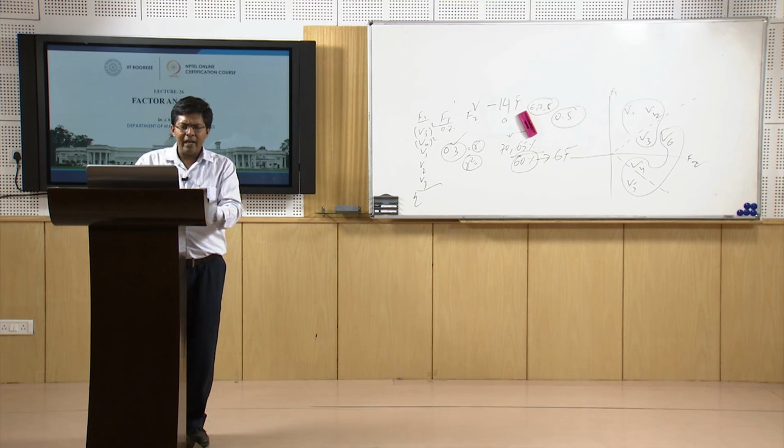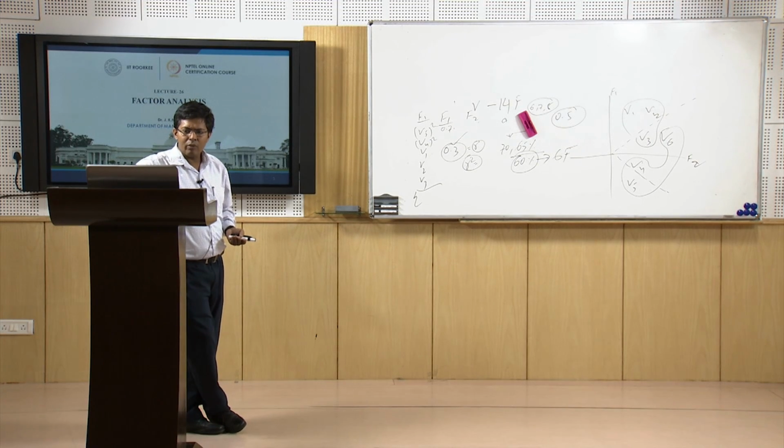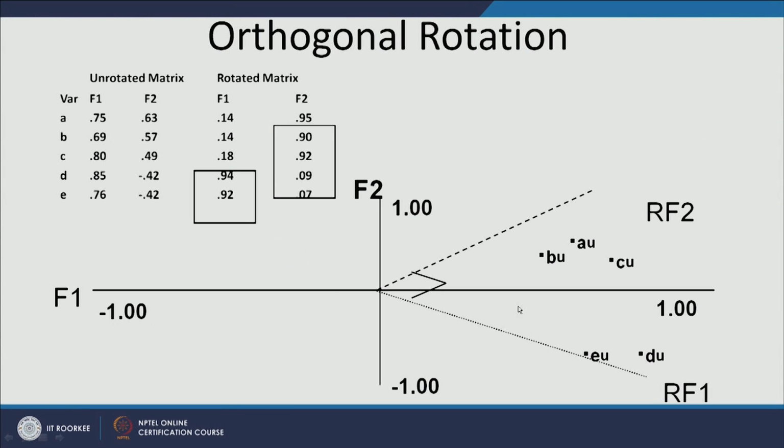Again, as I said, the oblique rotation is the one where the angle could be less or more than 90 degrees, which means there is some correlation; the factors are not perpendicular to each other. These are some of the things that the researcher needs to understand. It provides a structure matrix of loadings and a pattern matrix of partial weights to interpret. Now, when you do an oblique rotation, two things will come: one is the structure matrix and the other is the pattern matrix. Which one should you interpret? We will see.